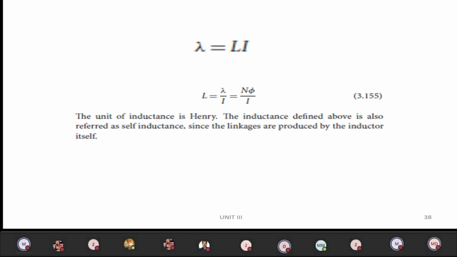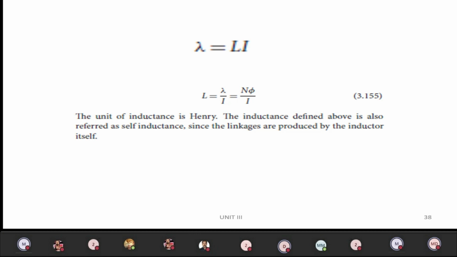So I can relate L equal to lambda by i. From that, we have N phi by i. So inductance is nothing but, simply we can say, the ratio of flux linkage to current. There are many definitions for inductance, such as the property of the coil which opposes self-induced EMF. All these concepts we can say simply with the formula L equal to lambda by i, where lambda is N phi.